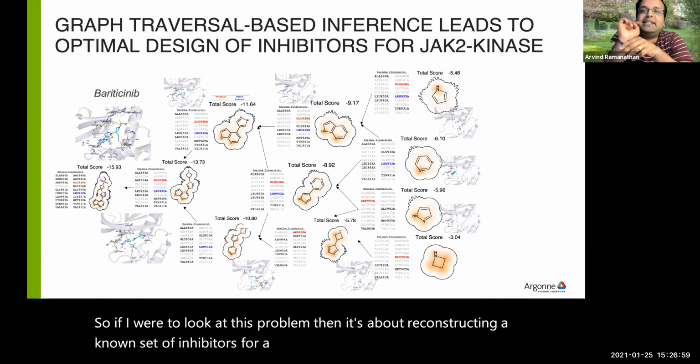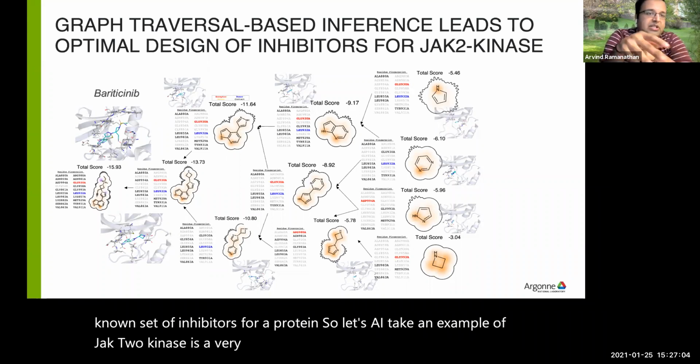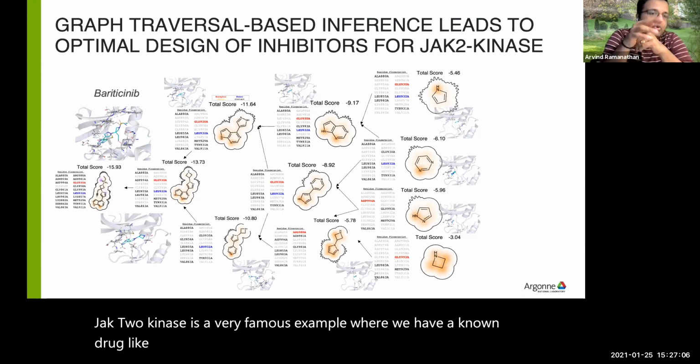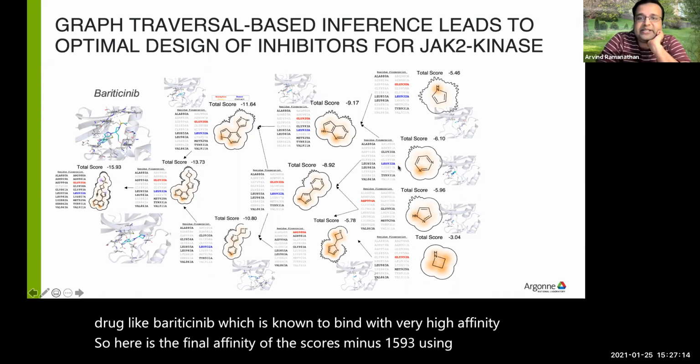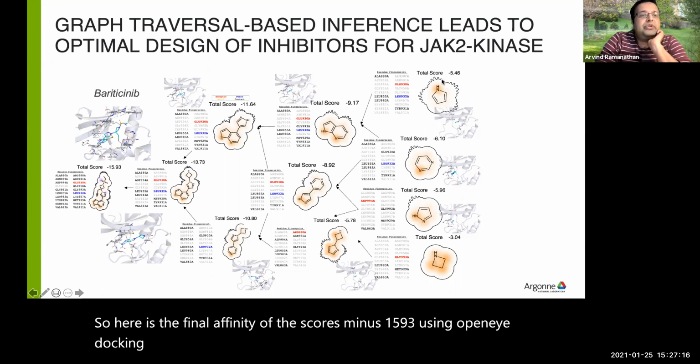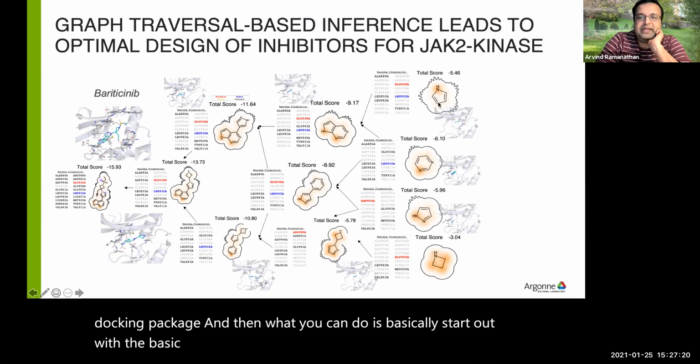So let's say I take an example of JAK2 kinase. It's a very famous example where we have a known drug like baricitinib, which is known to bind with very high affinity. So here is the final affinity score, minus 15.93, using the OpenEye docking package. And then what you can do is basically start out with the basic building blocks of this compound. So here are these basic building blocks.